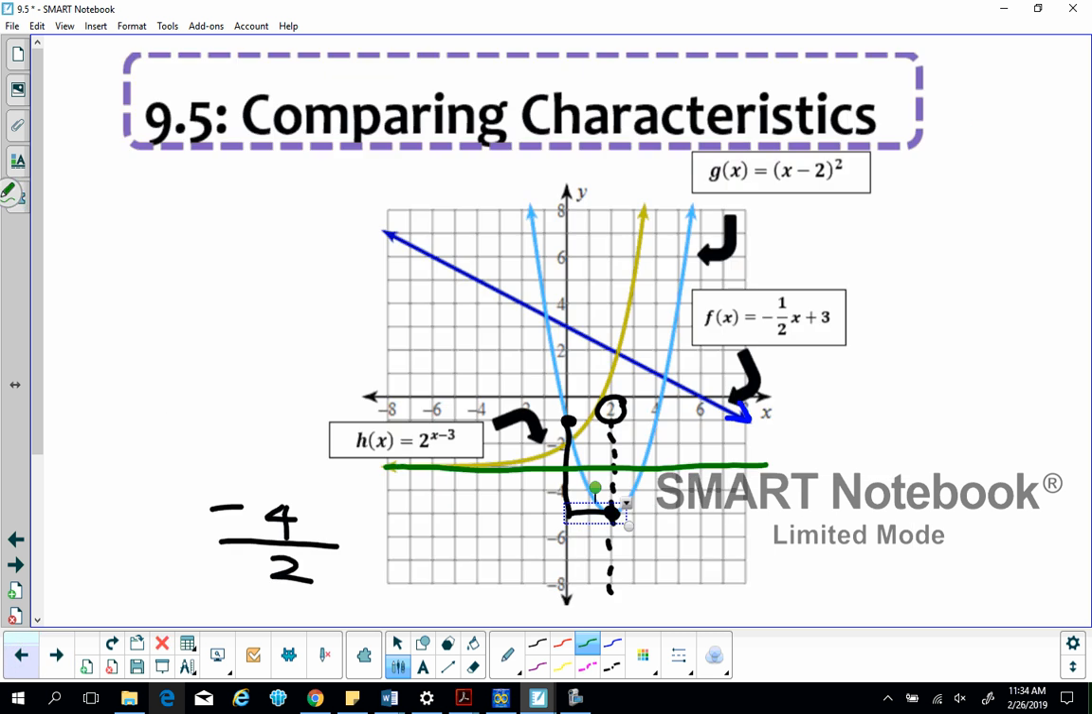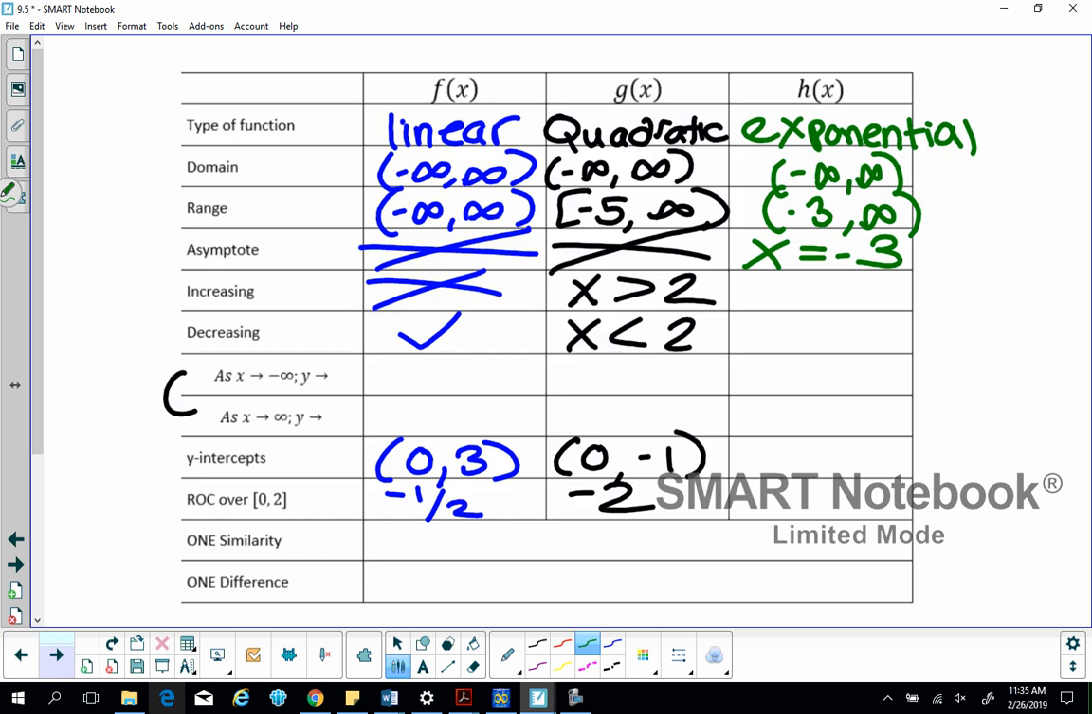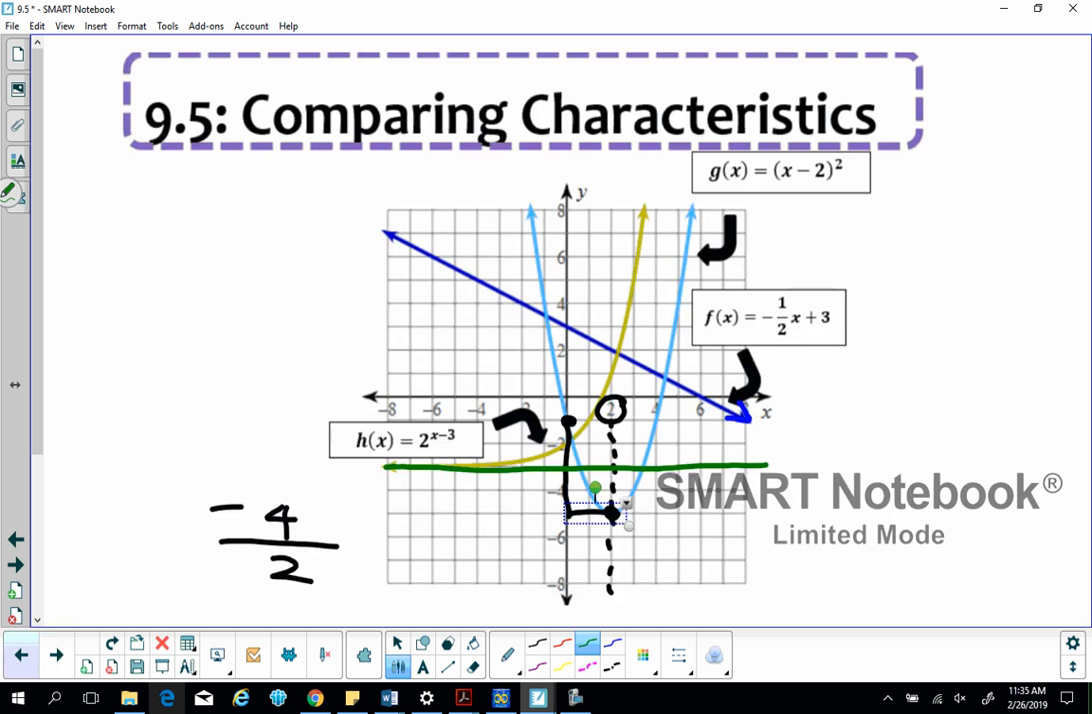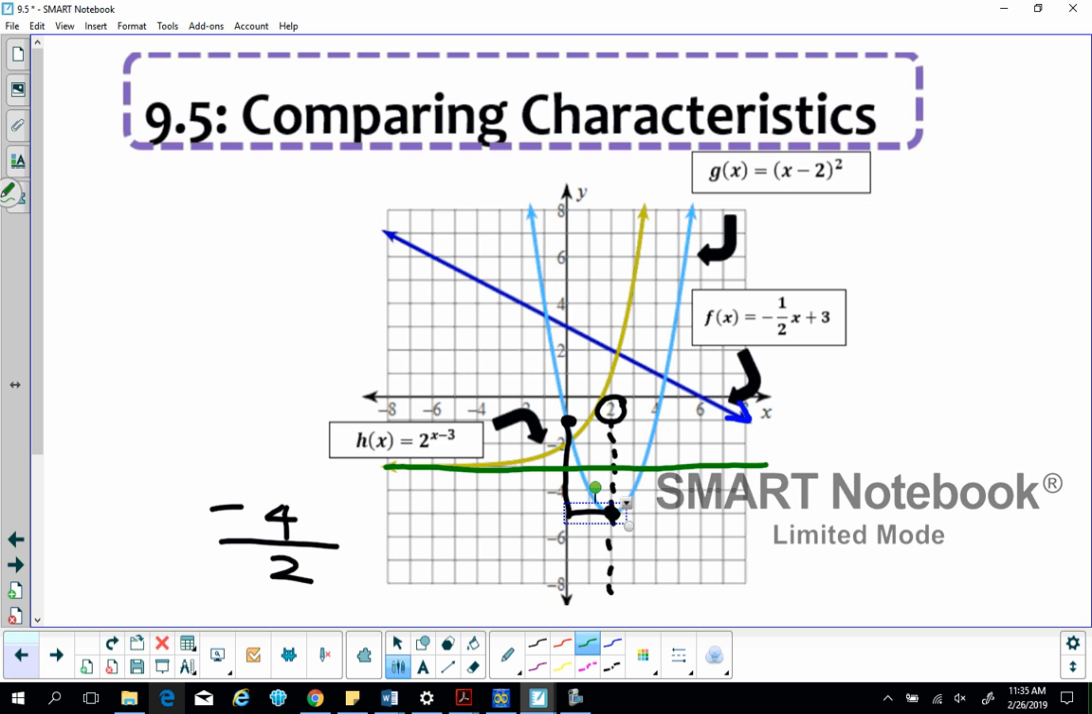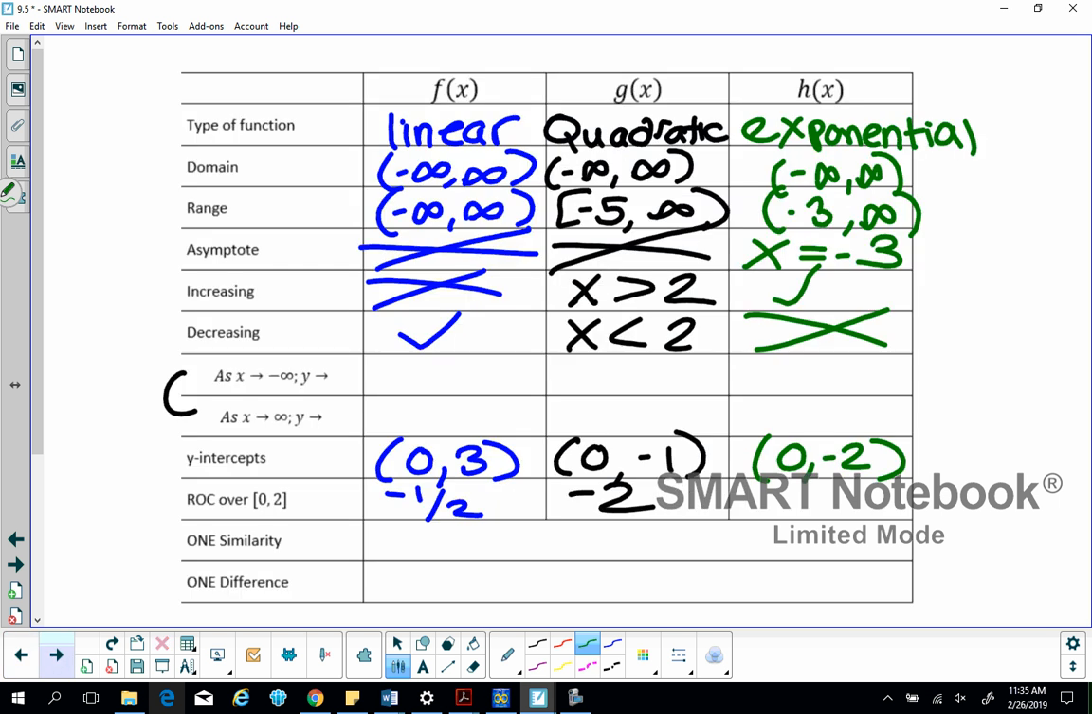Is that function increasing or decreasing? Increasing because it's going up, right? So check off increasing. What's the y-intercept of that? -2. Then the rate of change over 0 and 2. So I start right here, 0, and here's where it falls at 2. So I got to count rise over run. How much does it rise? 1, 2, 3, and over how many? 2, right? So your rate of change would be 3/2.